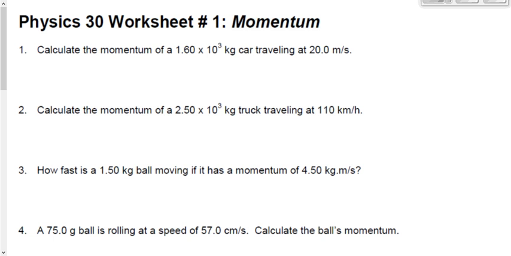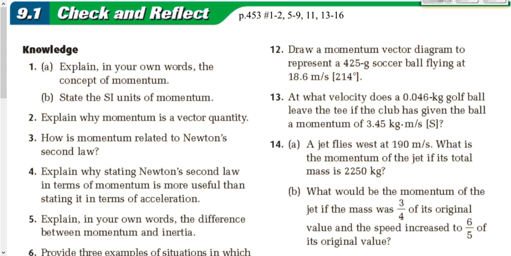We're going to give you an opportunity right now to work on some check and reflect questions from your textbook. This is chapter 9 in your textbook, page 453, number 1 and 2, 5 to 9, 11, and 13 to 16. You can always tell which chapter it is by the first number here, chapter 9. Okay, chapter 9, page 453, 1 to 2, 5 to 9, 11, and 13 to 16.